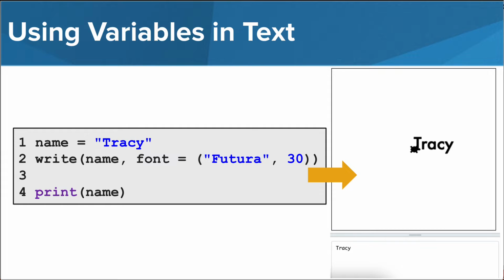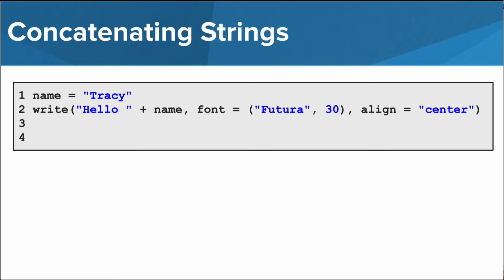In the last lesson, we saw that we can use variables to print a label to the canvas or the console, the same way we use variables in other parts of our programs. But what if we wanted to combine multiple strings into one write command? Say, in this case, where we wanted to create a greeting depending on the name saved inside a variable. To do this, we can use something called concatenation.